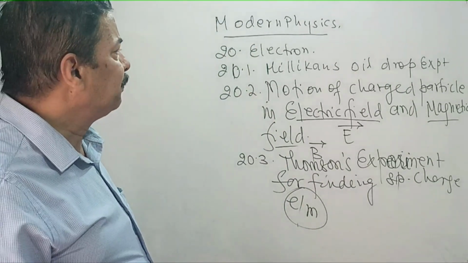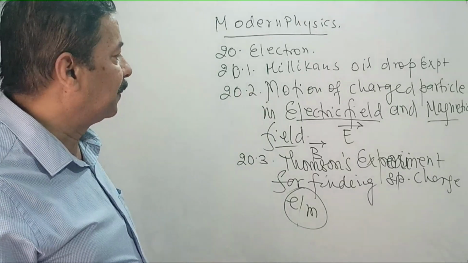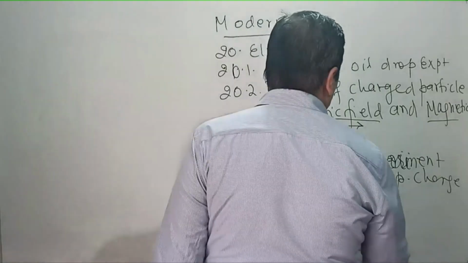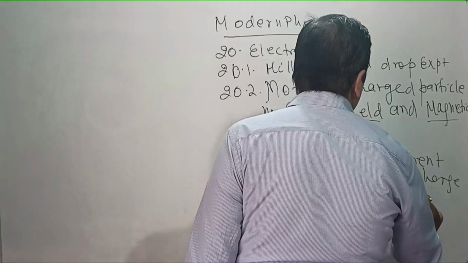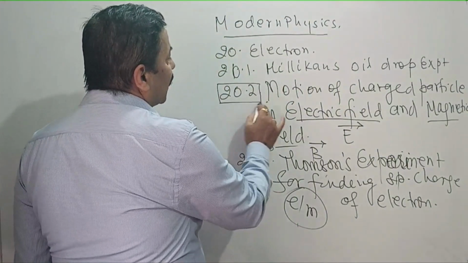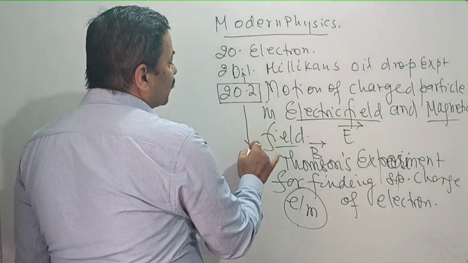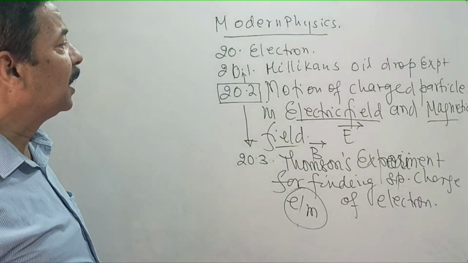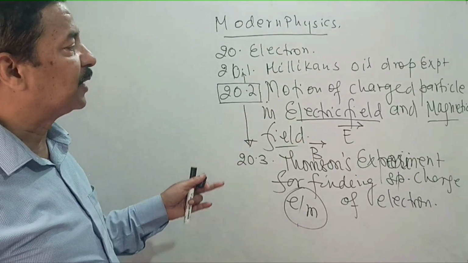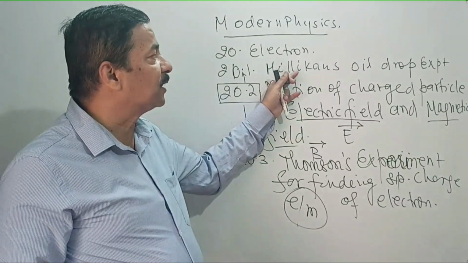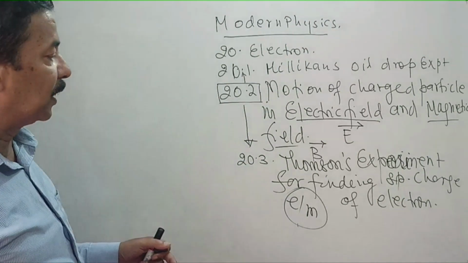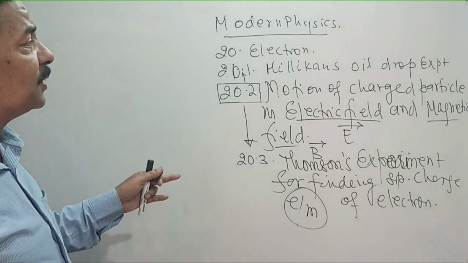Now in this exercise, in order to understand properly the Millikan's oil drop experiment together with the Thomson's experiment for finding the specific charge of electron, we will first discuss the motion of charge particle in electric field, then the motion of charge particle in magnetic field, and then we will start our discussion of Millikan's oil drop experiment together with the Thomson's experiment for finding the specific charge of electron, e by m.